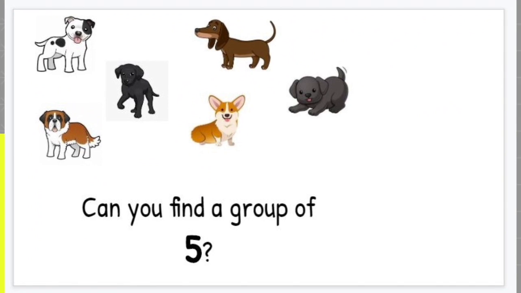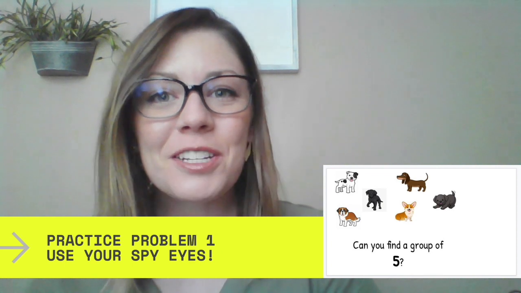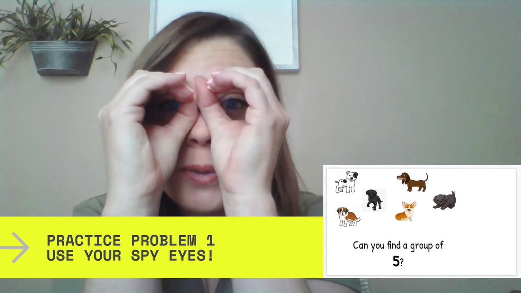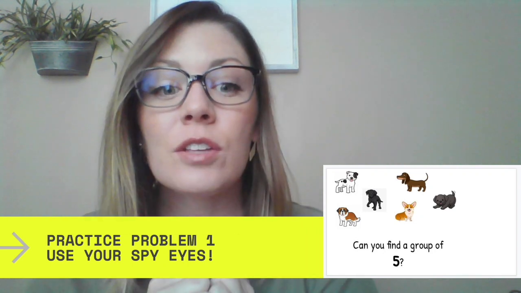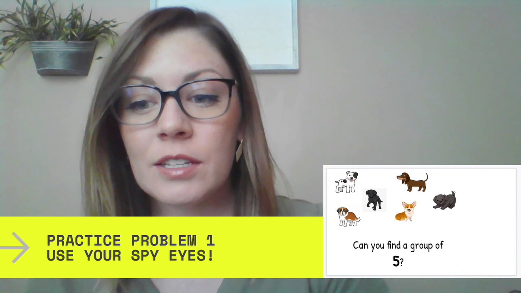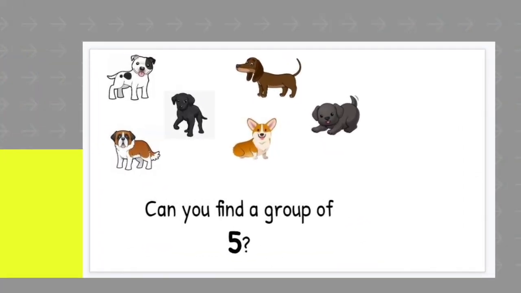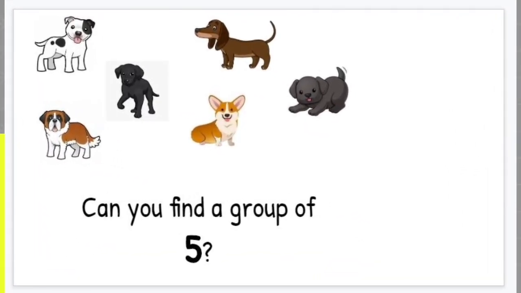Okay, so here is practice problem 1. Okay, mathematicians, I want you to use your spy eyes to find a group of 5, okay? So you'll notice on this picture, there is no symbol showing you that you need to get your mathematician materials ready because I want you to just use your spy eyes, okay? With your mind, can you find a group of 5? Pause and press play when you're ready.